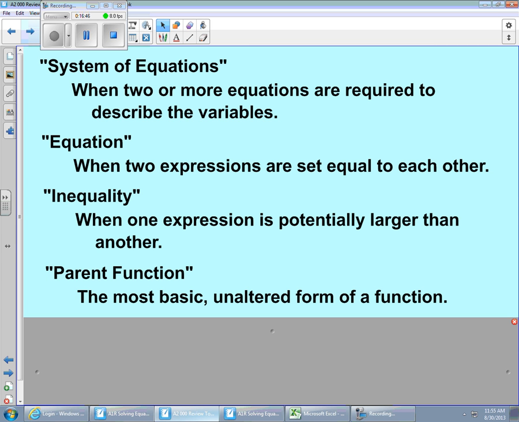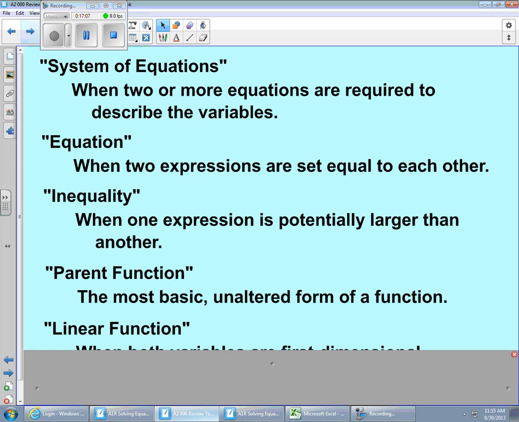It hasn't been turned upside down. Anything like that. So those equations are typically, when it comes to linear, y equals x. The most basic, unaltered form of a line is y equals x. Y equals x squared. That is the most basic, unaltered form of a parabola, and so on.